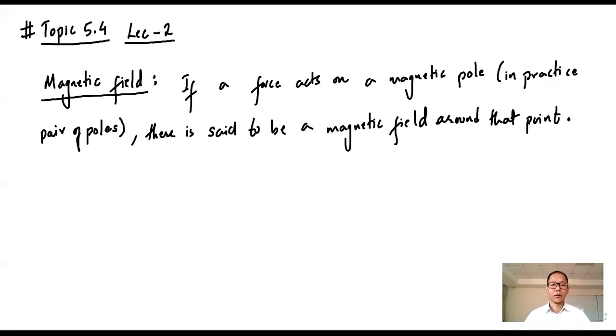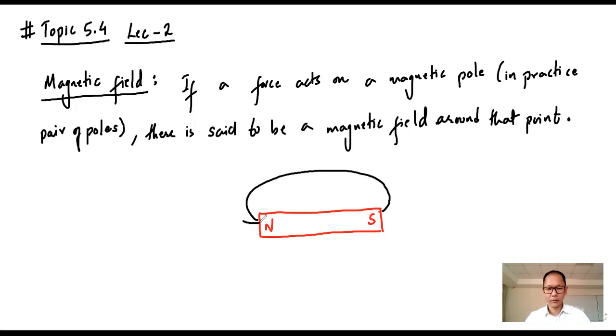Now let's look at the definitions of magnetic field. When we are talking about a magnetic field, it's basically asking whether a force acts on that point or not. If a force acts on a magnetic pole, in practice a pair of poles, there is said to be a magnetic field around that point. For example, if you have a magnet here, with north and south, and because we have already learned how to draw magnetic field lines, maybe the field lines are like this.